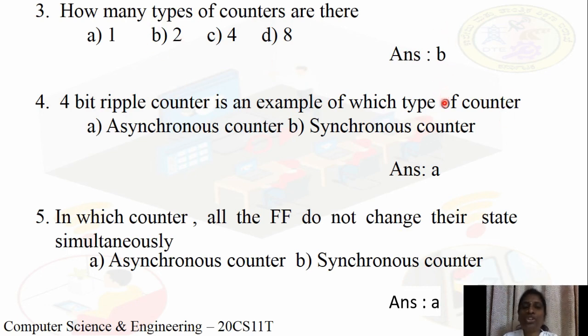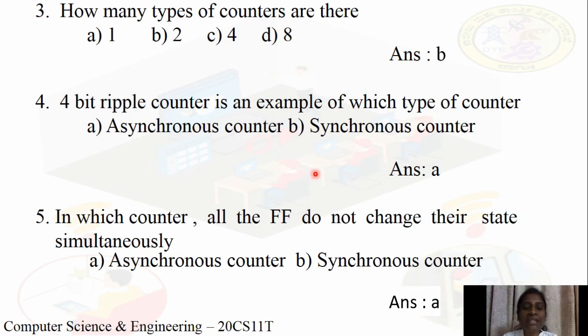Next, the fourth question is: a 4-bit ripple counter is an example of which type of counter? Recall the topic. Ripple counters or serial counters are examples of asynchronous counters. So ripple counters are asynchronous counters. So the answer is A.